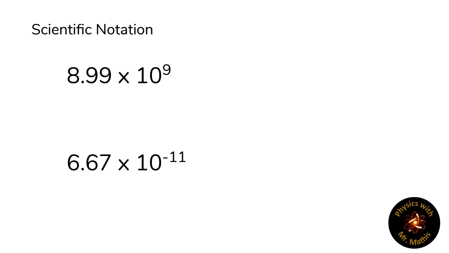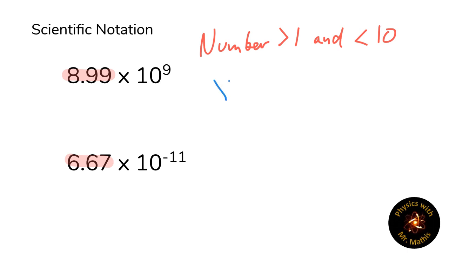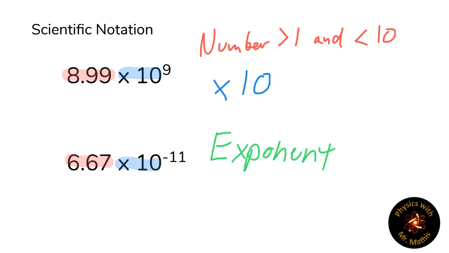Let's briefly review scientific notation, since we'll need to use it in this lesson. Anytime a number is written in scientific notation, there are 3 parts. The first is a number greater than 1 and smaller than 10. The second part of the number is the part that says times 10. That lets us know that we're working in scientific notation. The third part of the number is the exponent. That tells us how many places we're moving the decimal point for the number.